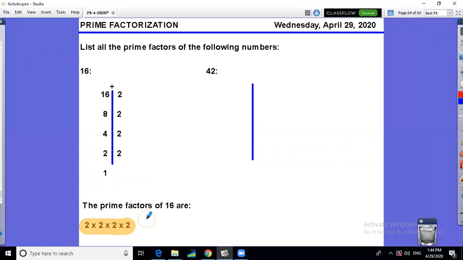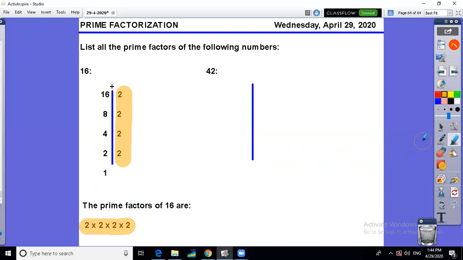These are the prime factors of 16, and this is how we do the prime factorization. We took these numbers here on the right side. All right, let's have another example here.